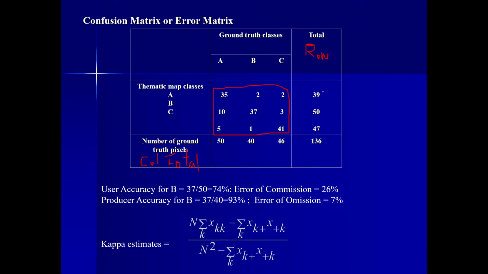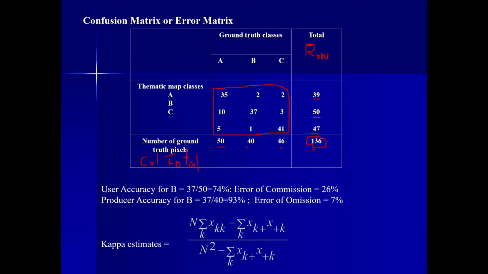So here you can see the row totals. For the first row it is 39, for the second row the total is 50, and for the third row the total is 47. For the column totals it is 50 for class A, 40 for class B, and 46 for class C. From this error matrix we can calculate a lot of parameters. The grand total, for the row totals or column totals, comes to 136. Now we can proceed to the different parameters we can calculate from this error matrix.